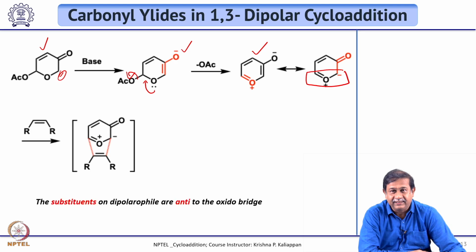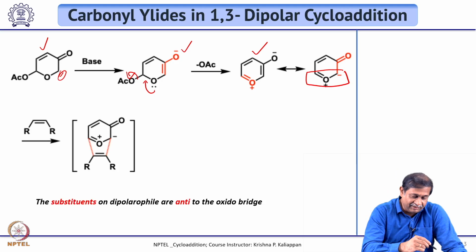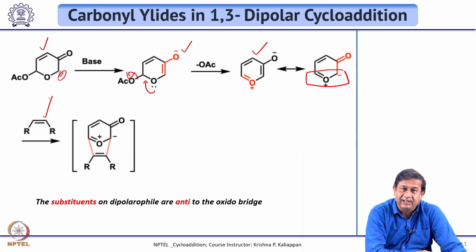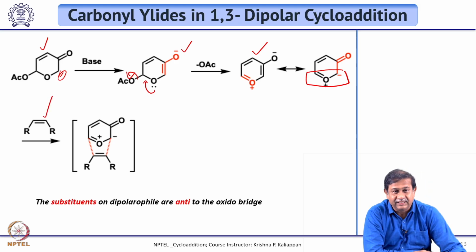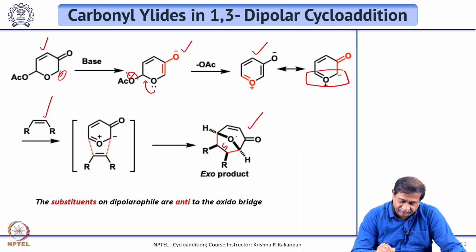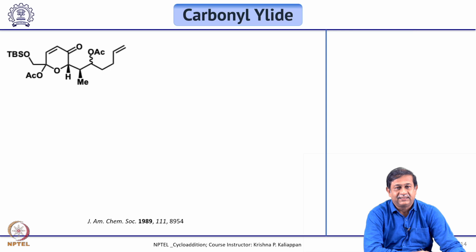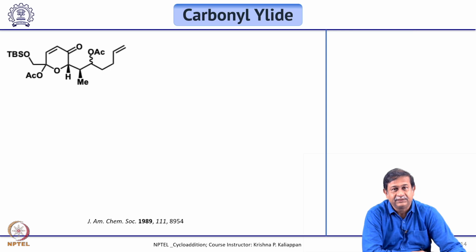This carbonyl ylide can then undergo 1,3-dipolar cycloaddition with various dipolarophiles. For example, if it undergoes 1,3-dipolar cycloaddition with a cis alkene, then you get this product. It's a bicyclic compound, and you can see here one is a 5-membered ring and the other one is a 6-membered ring. And this has been extended in the total synthesis of forskolin esters.